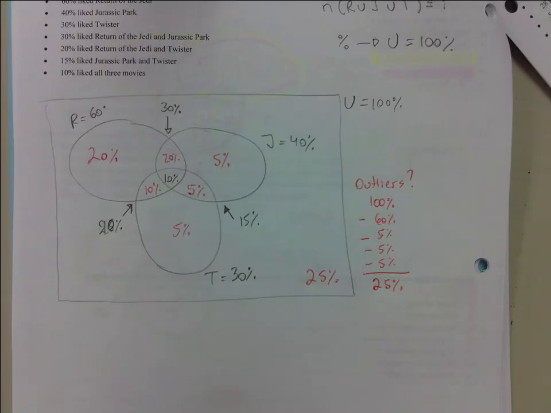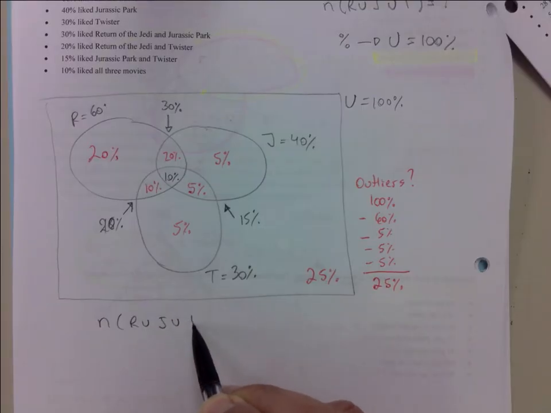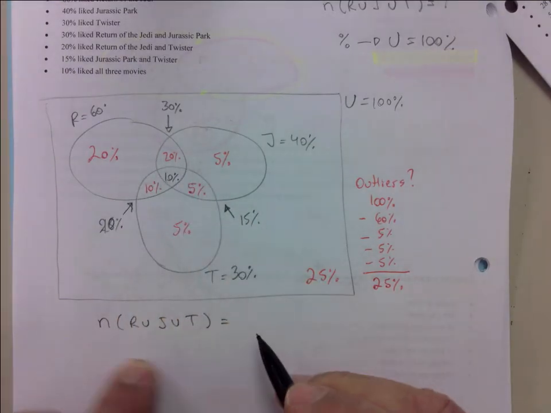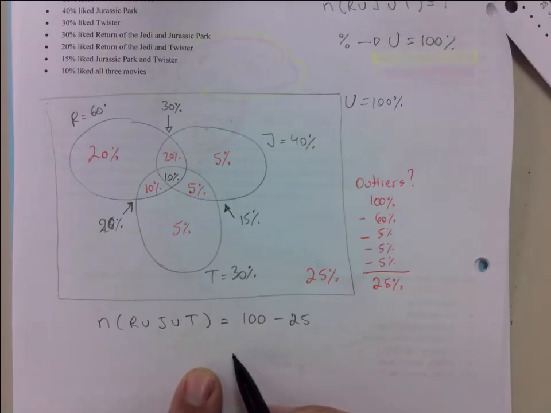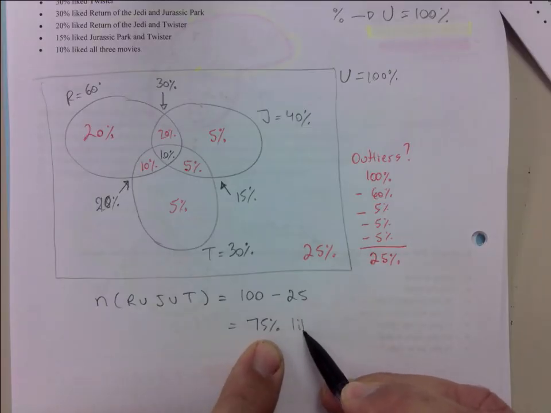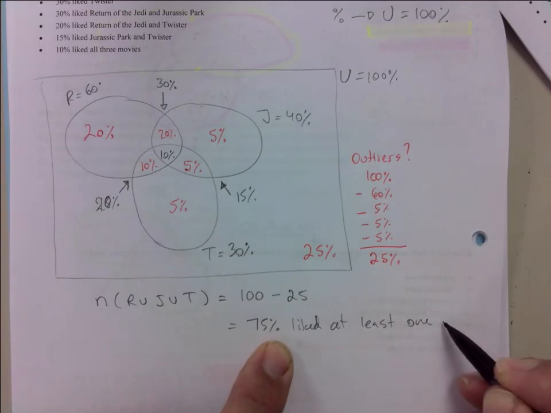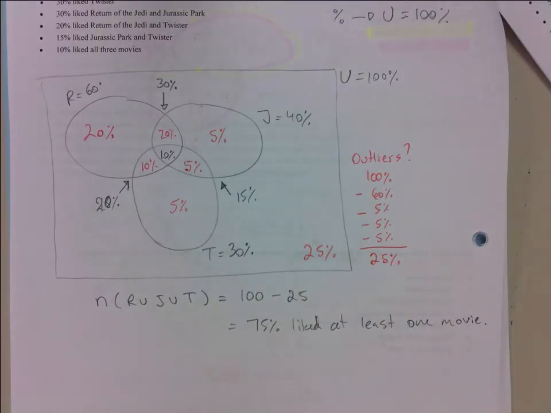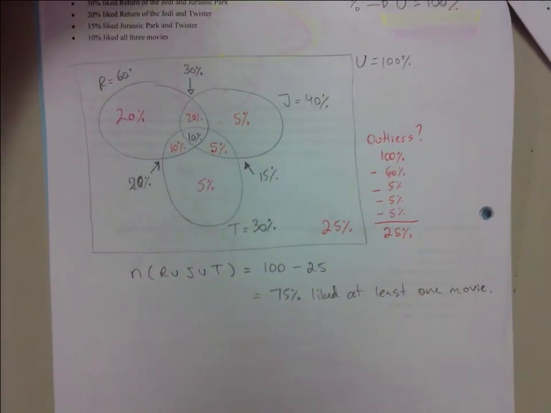But now let's answer the question. What is the sum or the union of all 3 sets? Well, I like the take 100, subtract the outliers. So it's 75% liked at least one. Let me move this up like that.